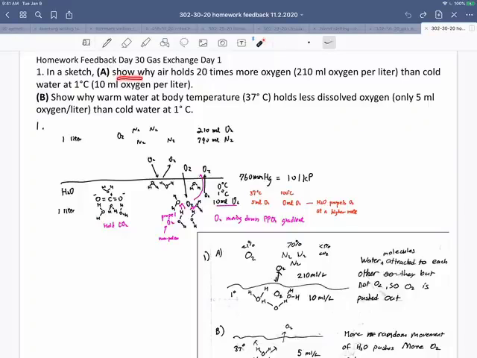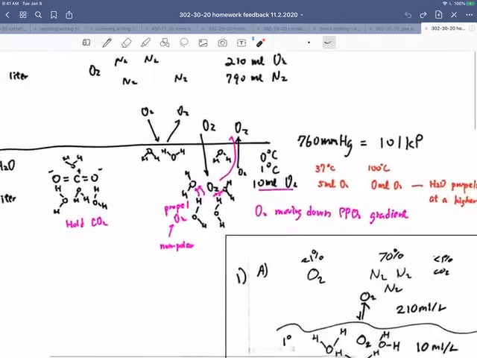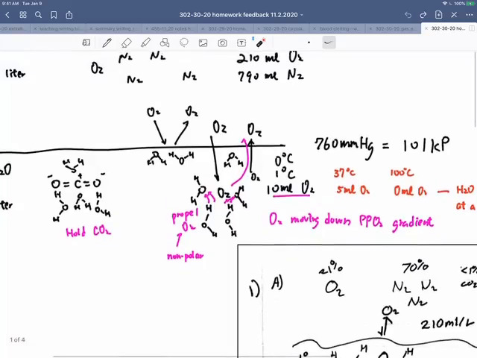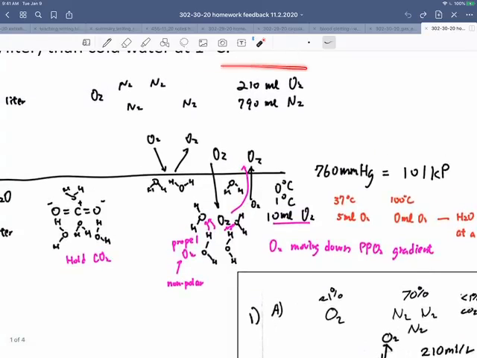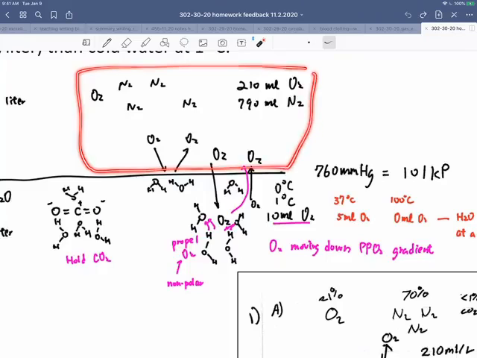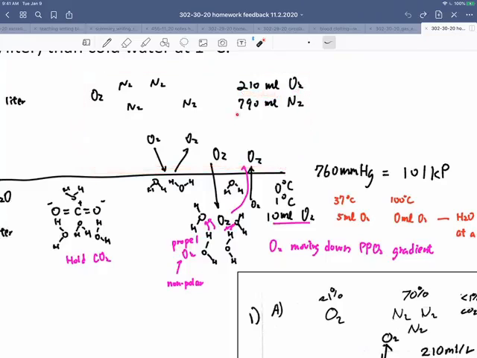The first question was, why does air hold 20 times more oxygen than cold water? And why does warm water hold less dissolved oxygen than cold water? In this homework, the person correctly pointed out that in air, there are 210 mL of oxygen per liter, 790 mL of nitrogen, and a small amount of carbon dioxide.